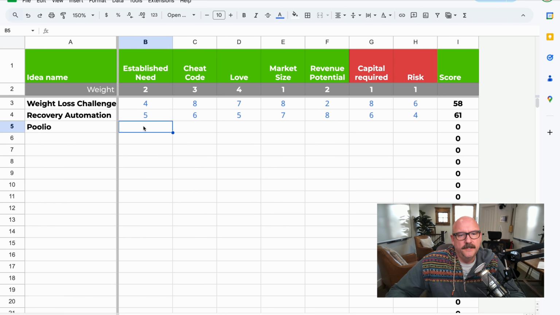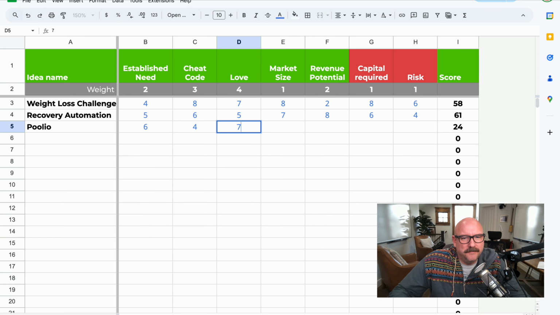All right, Poolio, the magical pool chemical delivery service that, a bag of powder shows up at your door each week and it's exactly what your pool needs. Established need, I'd probably rank this a little bit higher. People aren't Googling or searching for it, but I'll just put it a nose higher than the others. Cheat code, not necessarily. I'd probably rank that lower. Love, surprisingly, it'd probably rank right where weight loss challenge. It's something I struggle with myself, and it's a space I could be excited about. I love swimming and helping people enjoy their pools.